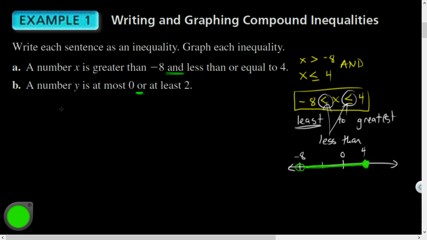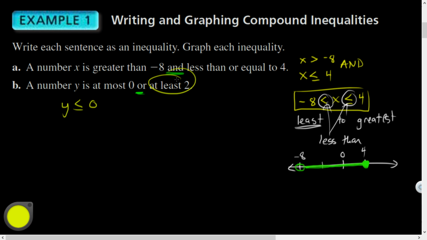Let's do part B. A number y is at most 0. So that means if y is at most 0, it can equal 0, but it's never going to be bigger than that. What's the opposite of bigger than, right? That'd be less than. So y is going to be less than or equal to 0.